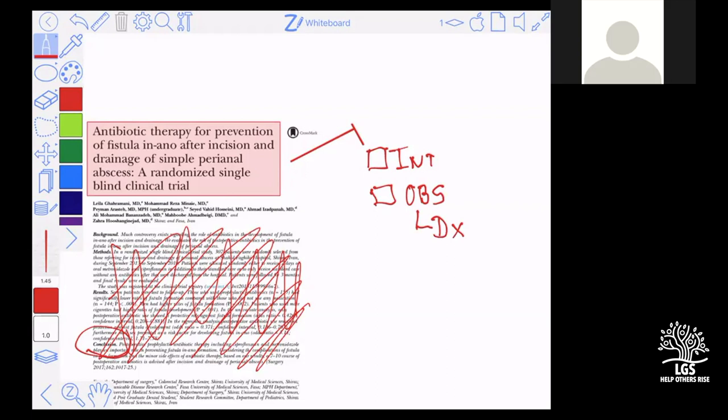Now, looking at the title, therefore, this is an interventional study. You are proposing an intervention, and the intervention being the use of an antibiotic. So that is the second thing that we said we must know from there.